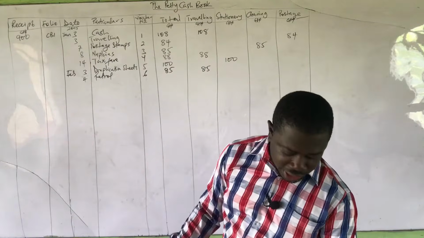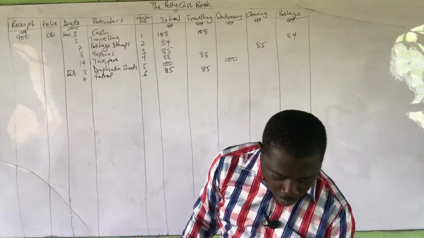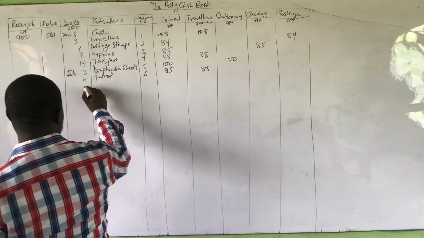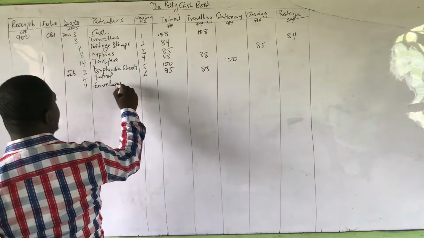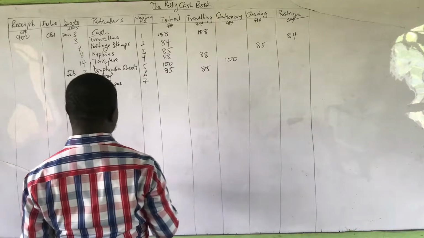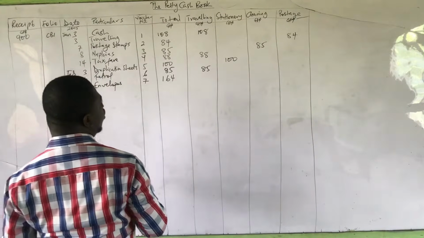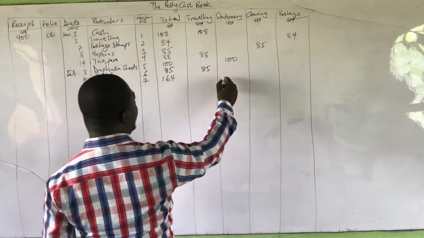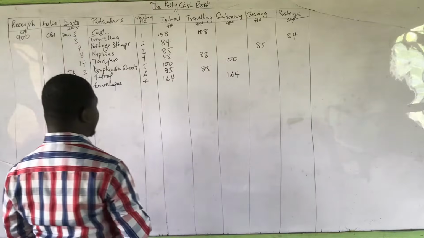The next transaction is on the 11th. We made payment for envelopes, 164. So on the 11th, envelopes, voucher number 7, 164, you can spend. So 164, envelopes will move under stationery. So we extend 164 to stationery.